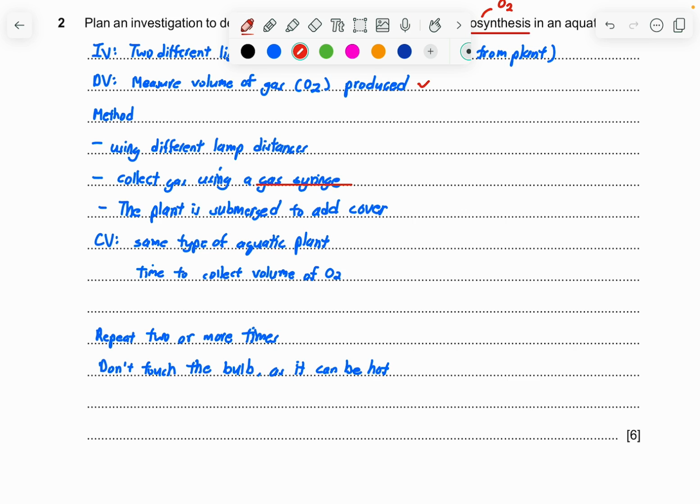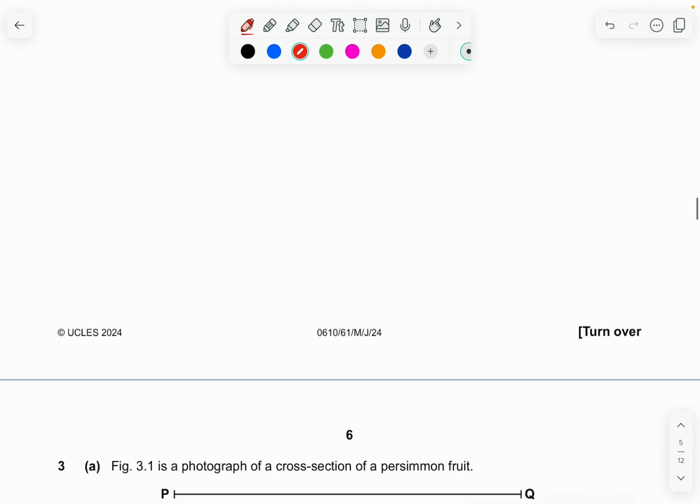to make sure that each of the experiments done is under the same time period where the oxygen has been collected. You can also maintain the same temperature, the concentration of hydrogen carbonate added, or the same source of CO2. So these are some additional things that, if you didn't think of, you can add. And now you can repeat the experiment two or more times. And the safety is to make sure that you don't touch the bulb because it's heating all the while, so it can be hot, right? So this is how you answer your 6-mark question.